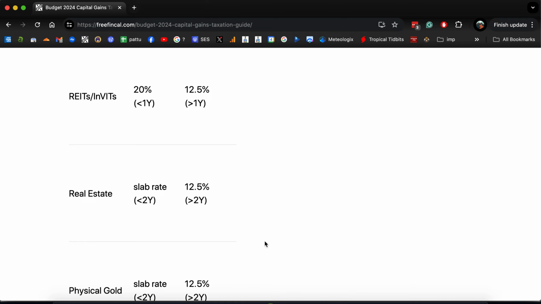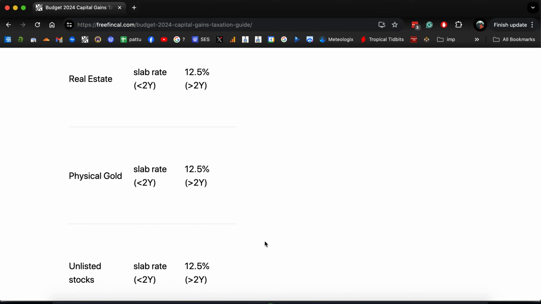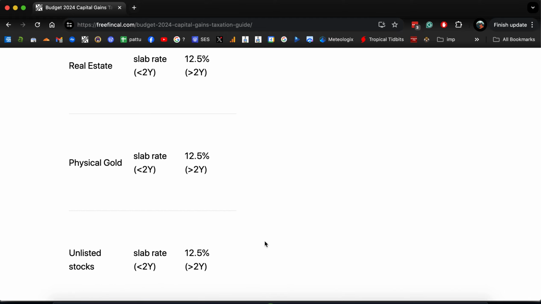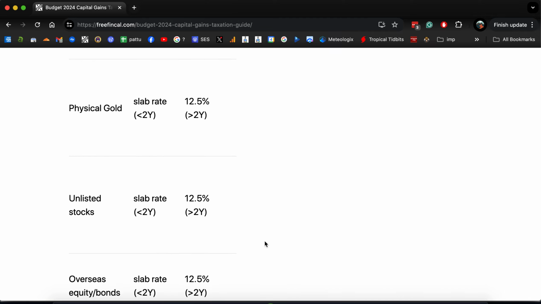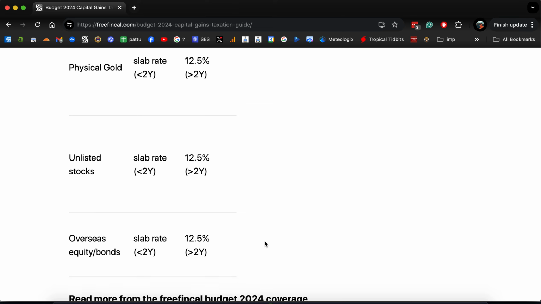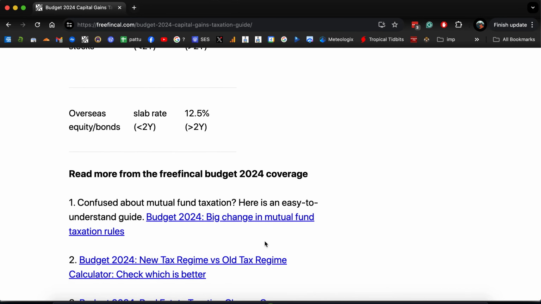Real estate, that is physical real estate, slab rate less than 2 years, 12.5% greater than 2 years, no indexation, that's where the biggest loss is. Physical gold, slab rate less than 2 years, 12.5% greater than 2 years. Unlisted stocks, slab rate less than 2 years, 12.5% greater than 2 years. Overseas equity and bonds, that is direct purchase, slab rate less than 2 years and 12.5% greater than 2 years.